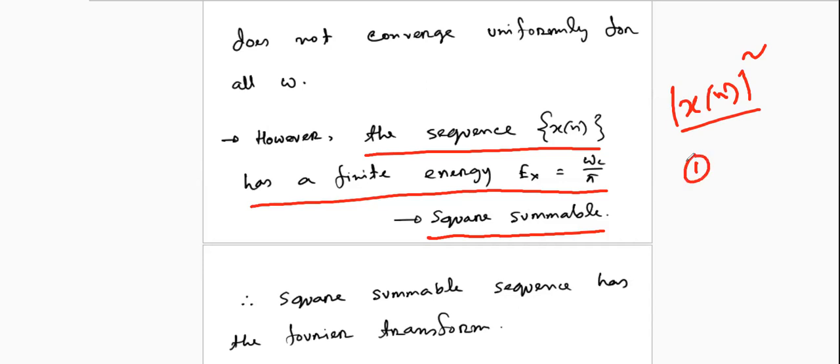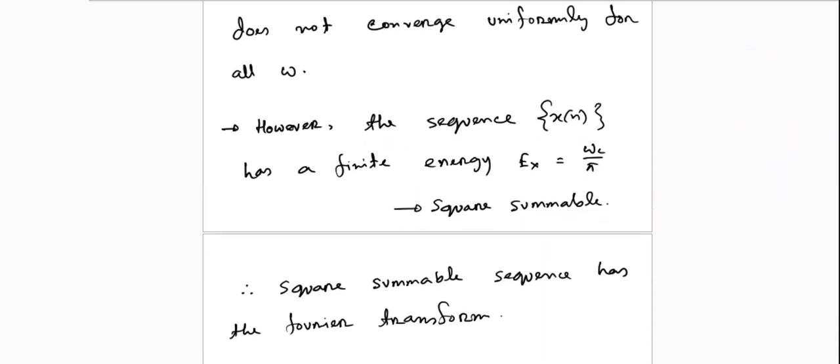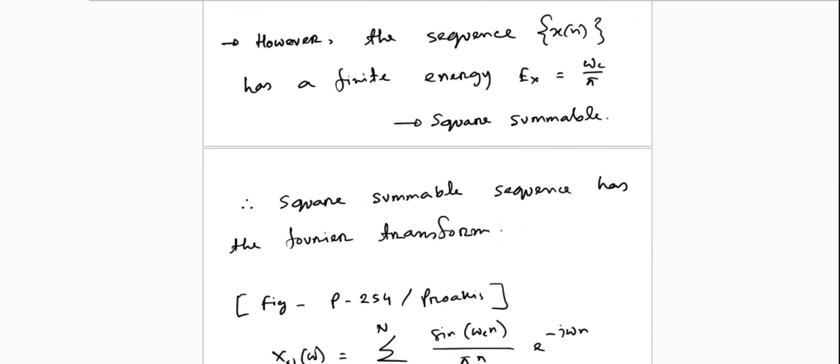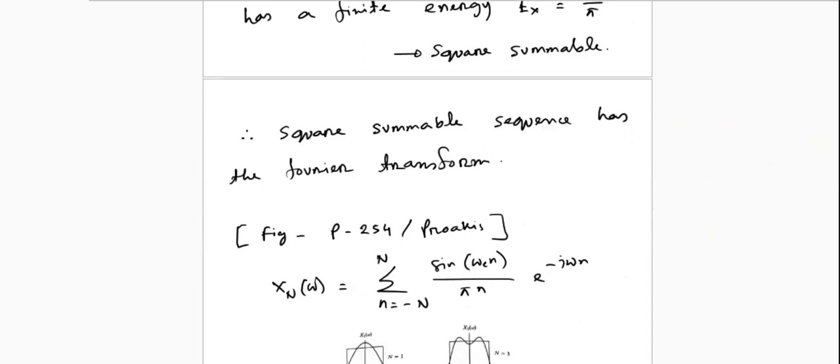So number one, if that is summable, fine, you have the Fourier transform. Number two, if that is square summable, again you have the Fourier transform value. Those are sufficient conditions, not mandatory, because there are some exceptions as well. So this is a very good example by which we can show that square summability is a sufficient condition for the Fourier transform value.